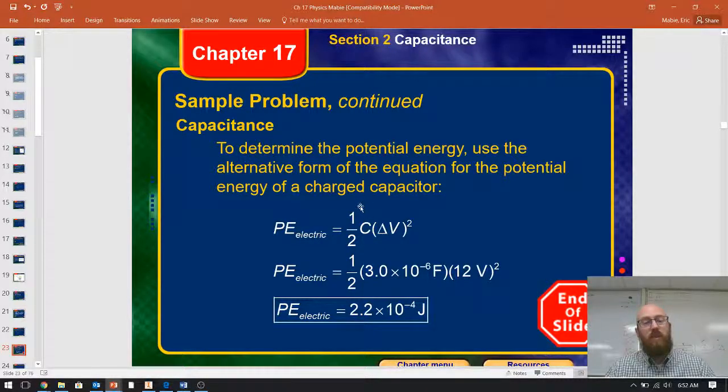So again, for potential energy, you say one half the charge on one plate, which you all knew from the beginning, times the voltage, 12 volts squared. Then you have potential energy in joules. That's the low, quick, fast, dirty version of this chapter.